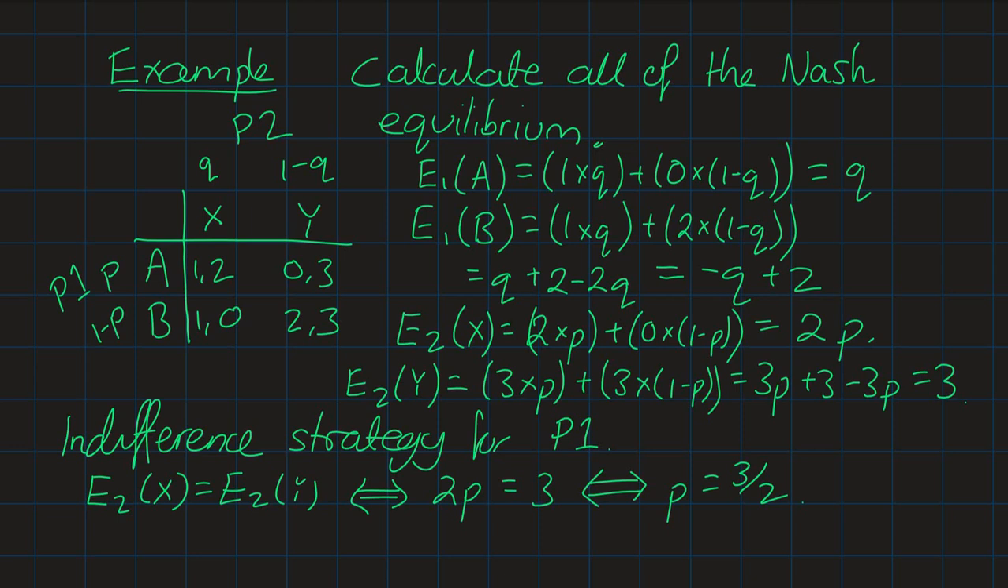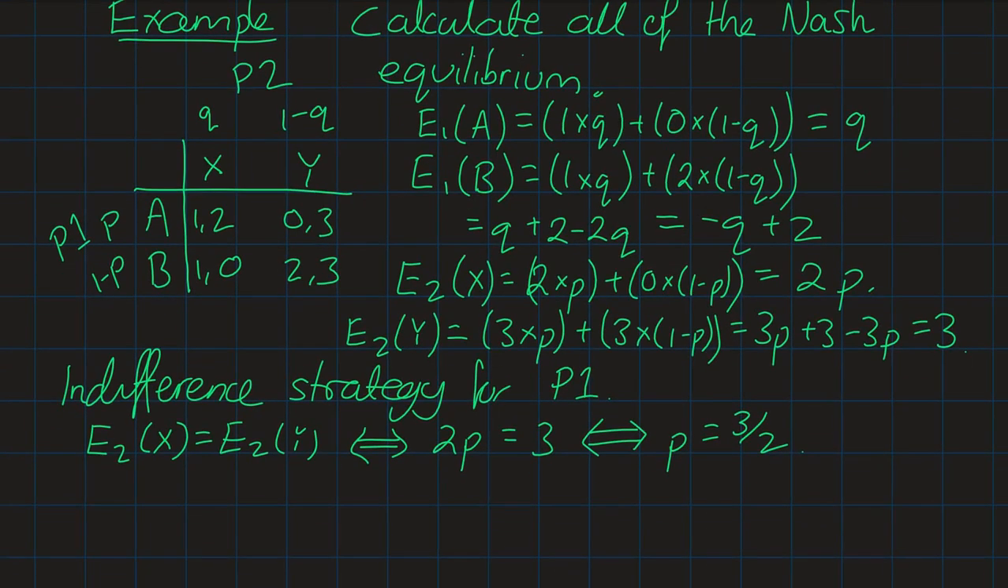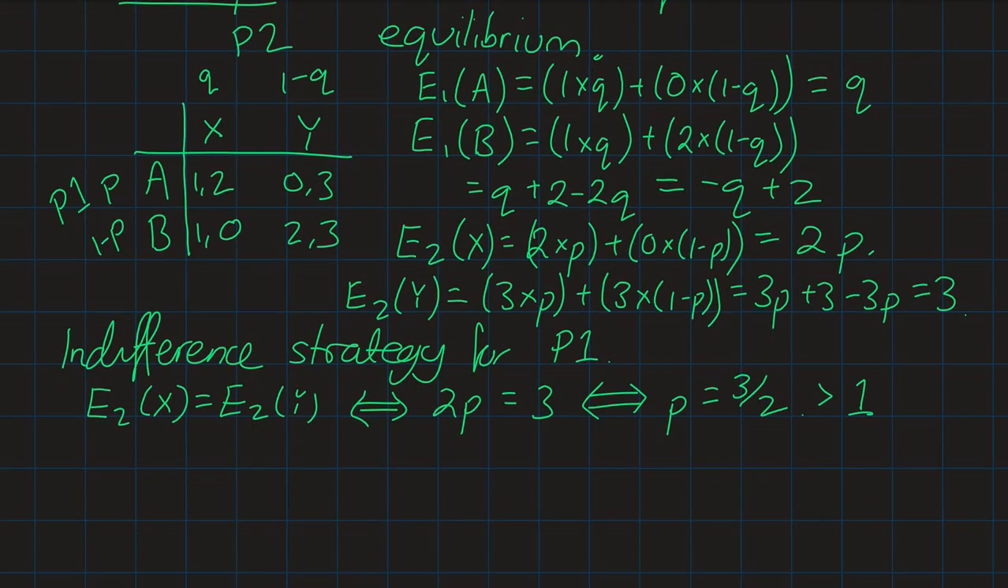Well, now you need to be mindful of this number. This is a bad number. It's bigger than 1, which is a problem. This means that it's not a possible probability. You can't have a probability bigger than 1. So there is no indifference strategy for player 1.